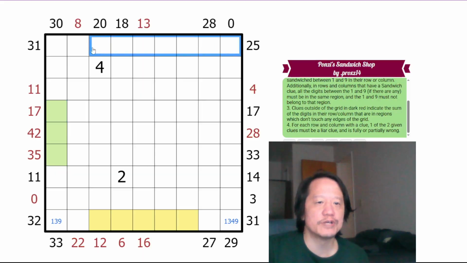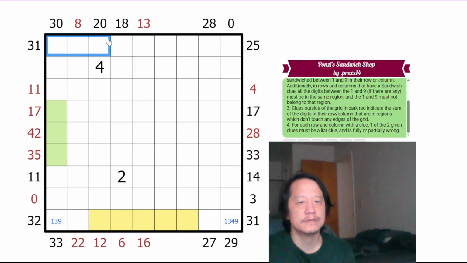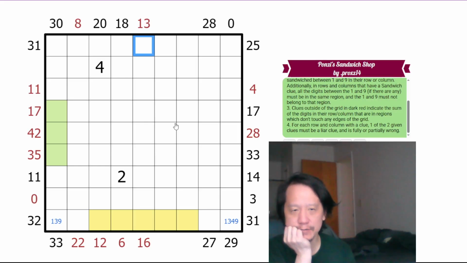What about 25? So 25, you could have up to 3 digits outside. So that means we just know that this part is not going to be a 1 or 9. That's all we know.